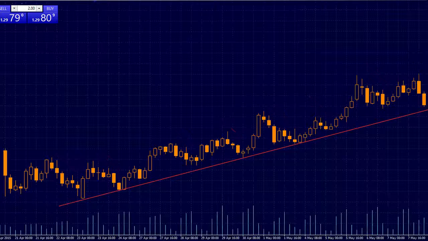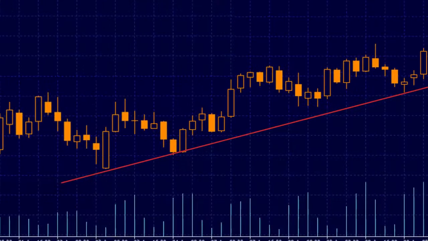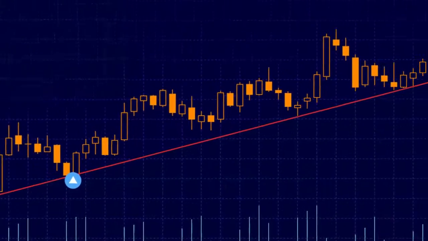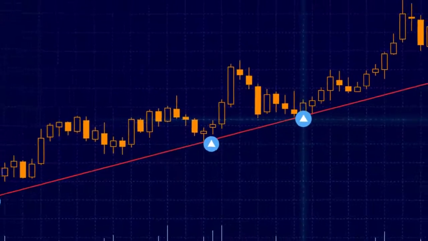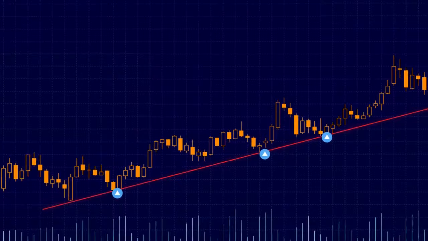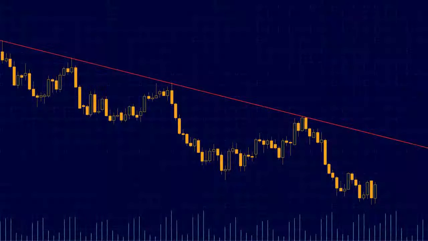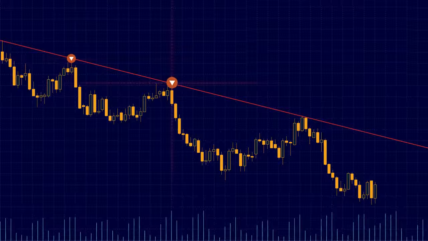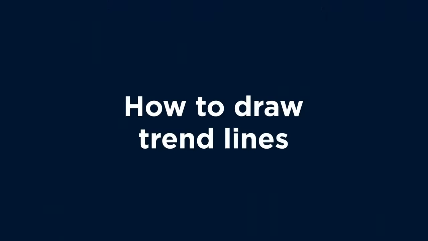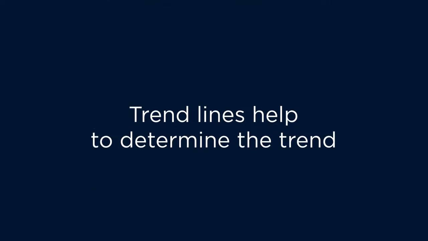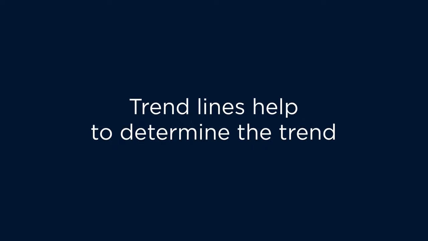The trend line helps traders to find the best spots for entering the market. Buy orders for an uptrend, and sell orders for a downward trend. How to draw trend lines. Trend lines help to determine the trend.